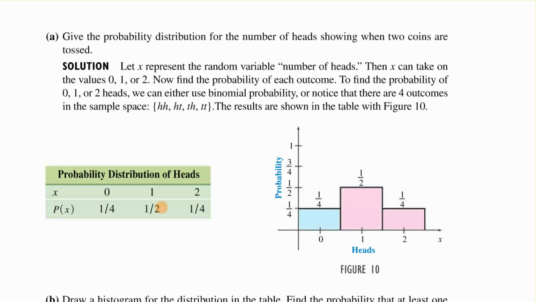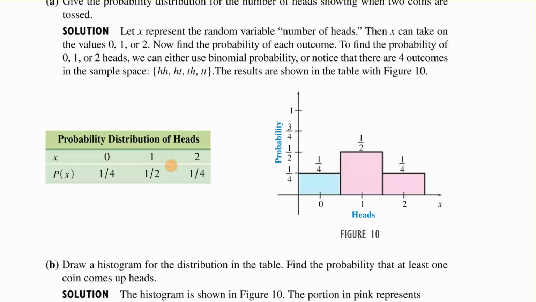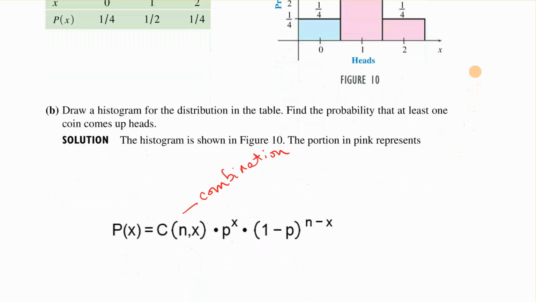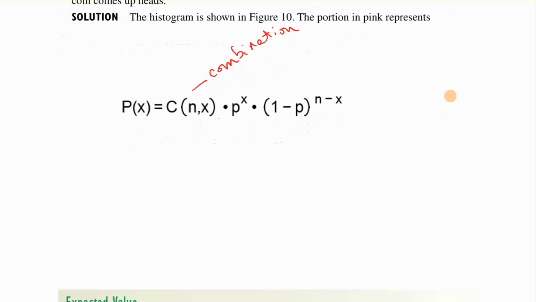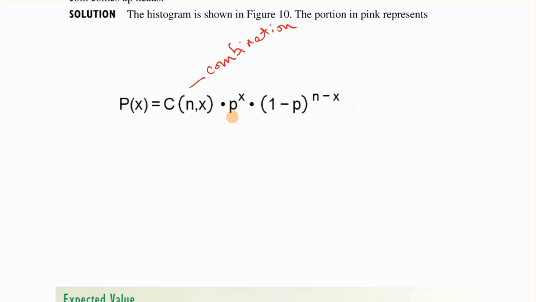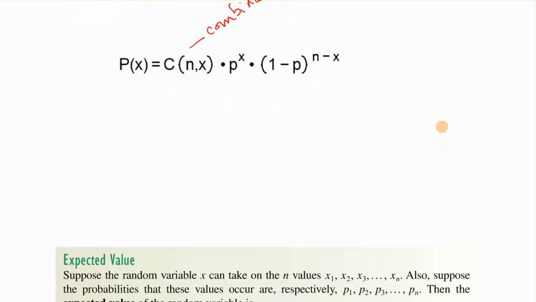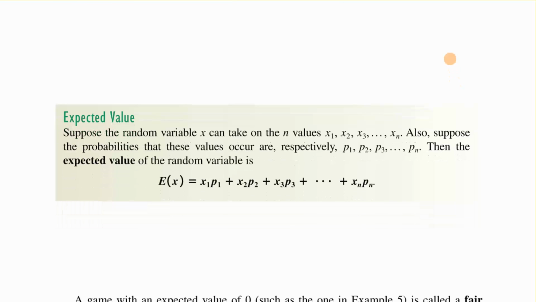And that's the distribution in a table format. But this is a histogram showing the same thing. Number of heads along here, and the probability this way, so we can see the 1/4, the 1/2, the 1/4. So you could sometimes see it in that. And this is if we were using the binomial probability to figure it out. We did that in the last section.